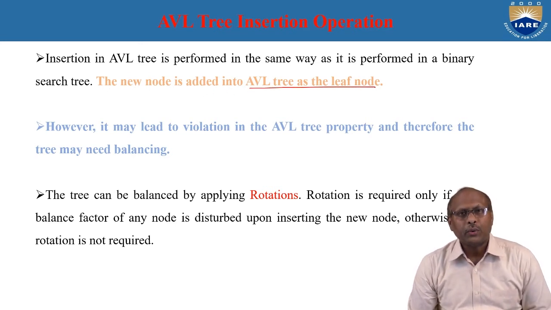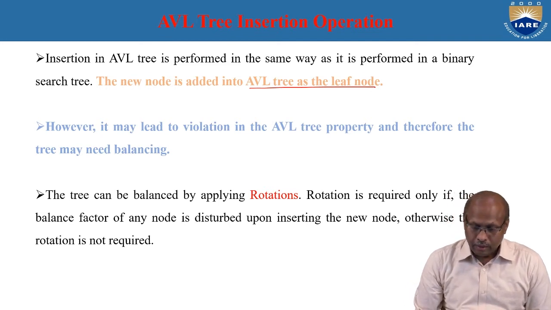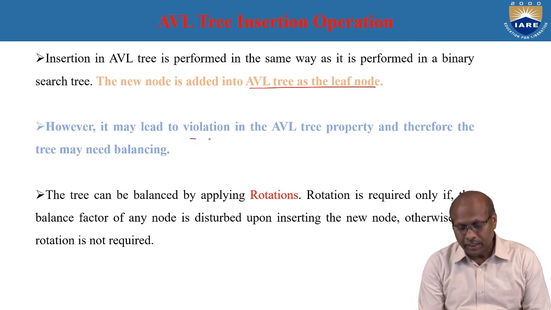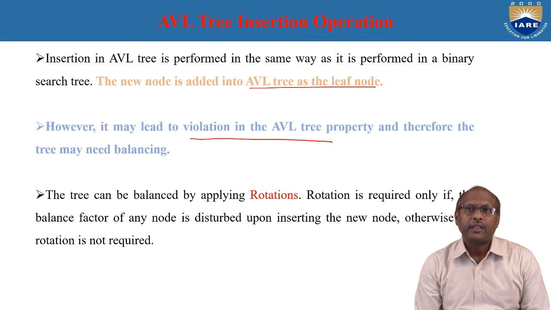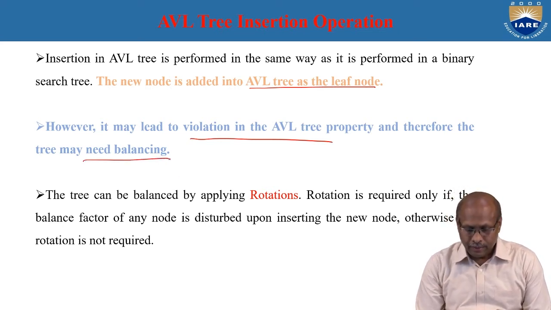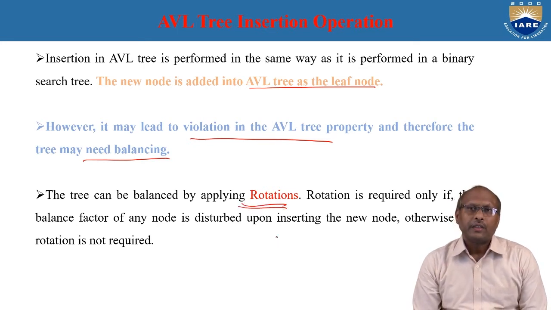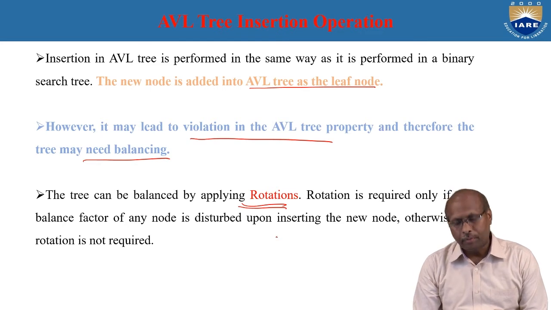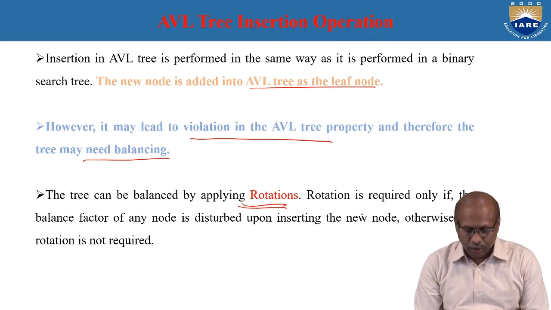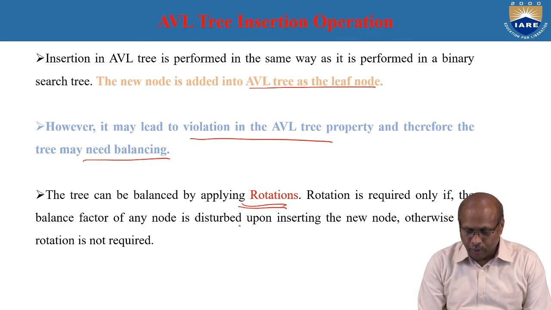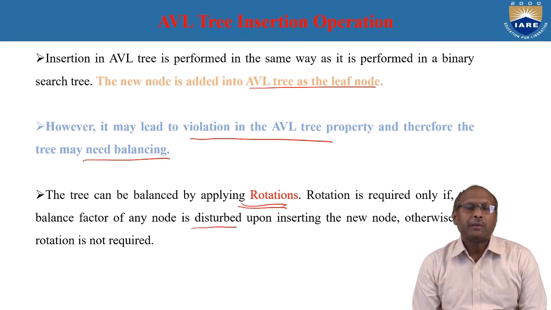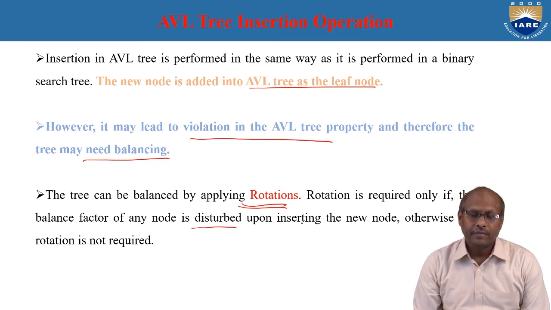So you can add one node as a leaf node, but while adding, you have to check whether it is violating the rules of AVL tree or not. If it is violating, then go for balancing. The tree can be balanced by applying some rotations. So within the rotation, you can balance it. The rotation is required only if the balance factor of any node is disturbed, because the balance factor should not exceed the range.